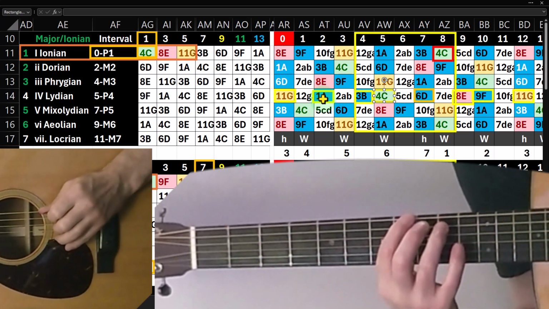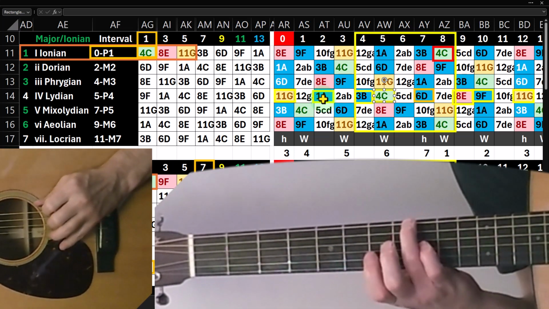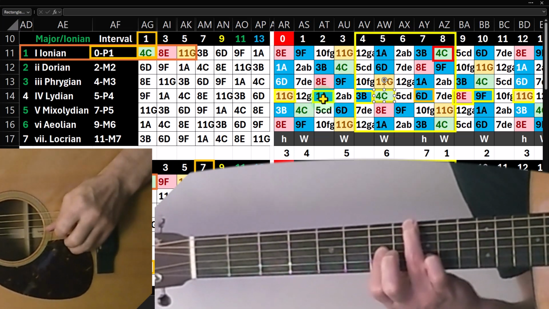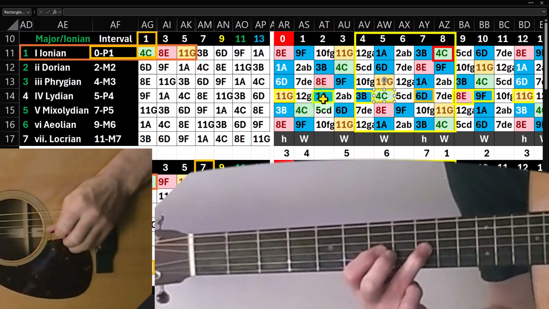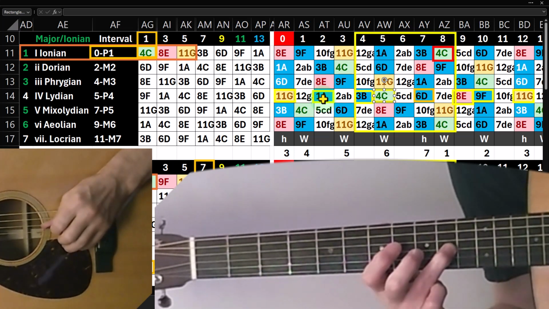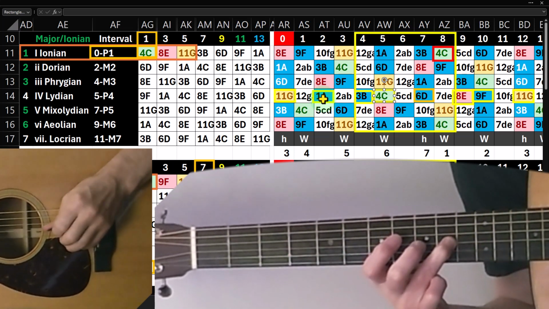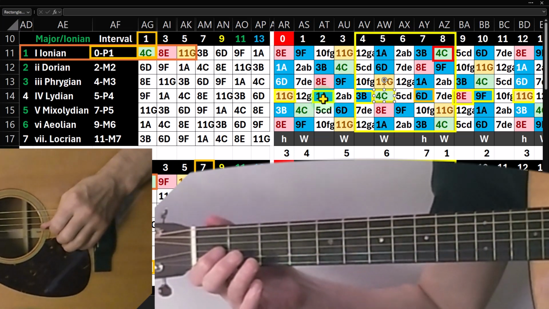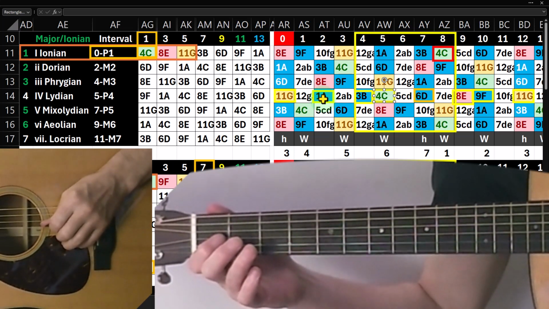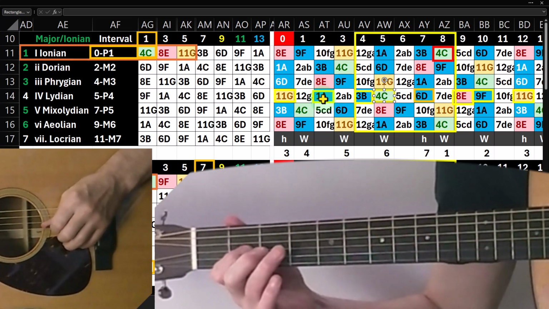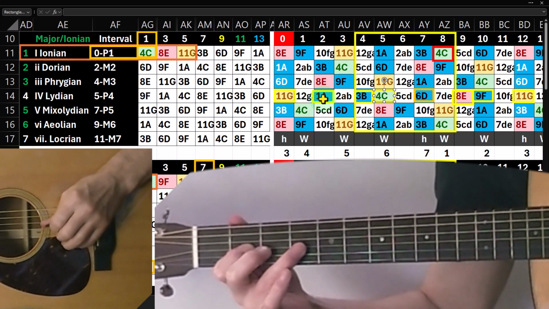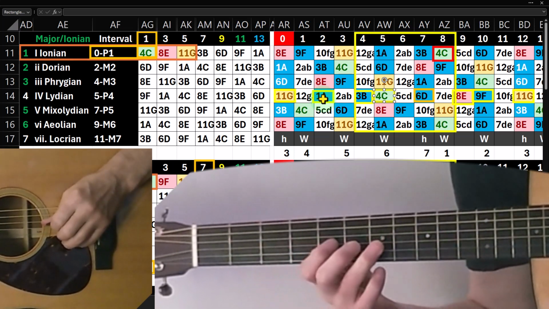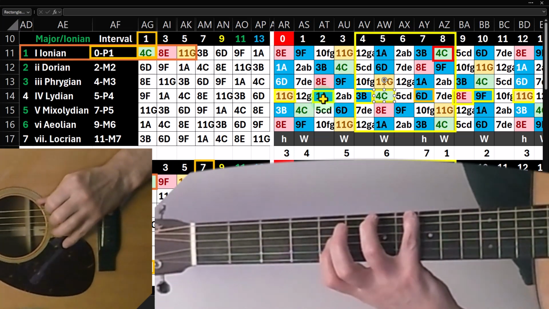So if I played this way, then this is going to be 1 to 2 is a whole step. 2 to 3 is a whole step. 3 to 4 is a half step. 4 to 5 is a whole step. That whole step is over here as well with the open D, and then we go whole step, and then whole step, and then half step back home. 7 to 8. So there's the C, and then there's the C.